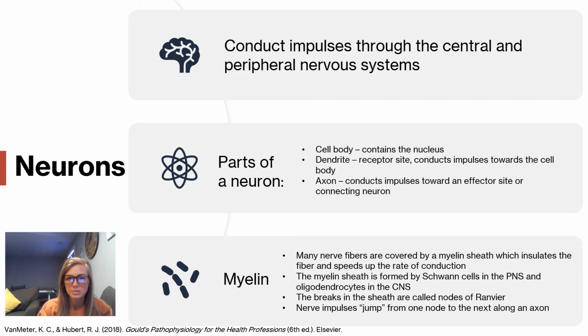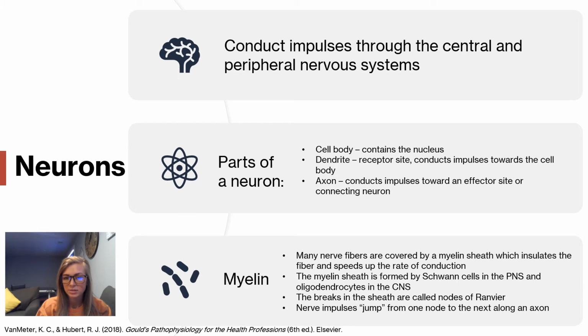Neurons are what are responsible for conducting impulses through the central and peripheral nervous systems. There are several parts to the neuron. The cell body contains the nucleus, and then the dendrite is the receptor site. It conducts the impulse towards the cell body, and then the axon conducts the impulse towards an effector, so away from the cell body. And then the axons of the nerves are covered in myelin, and then this myelin speeds up the rate of the conduction.